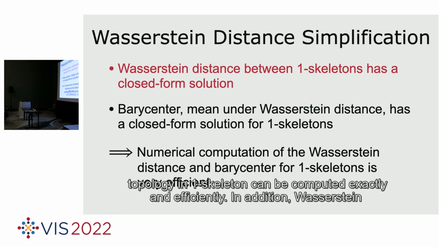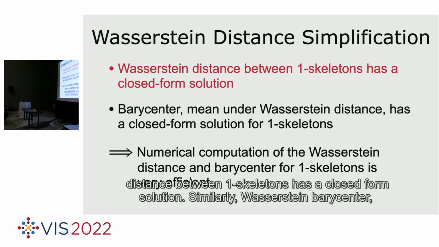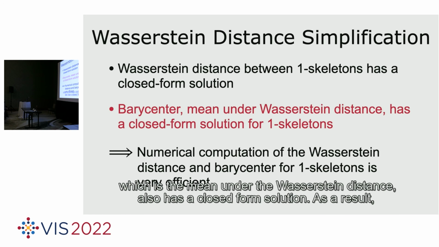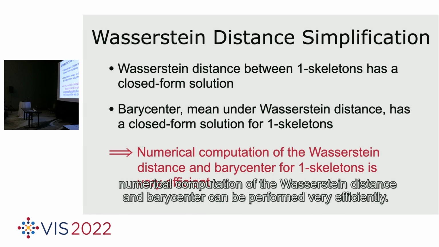In addition, the Wasserstein distance between one-skeletons has a closed-form solution. Similarly, the Wasserstein barycenter, which is the mean under the Wasserstein distance, also has a closed-form solution. As a result, numerical computation of the Wasserstein distance and barycenter can be computed very efficiently.